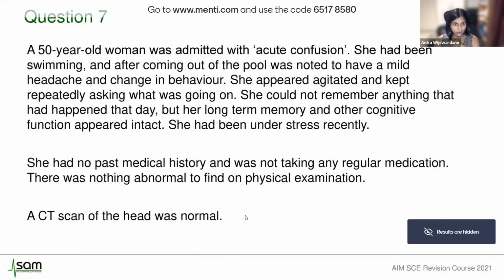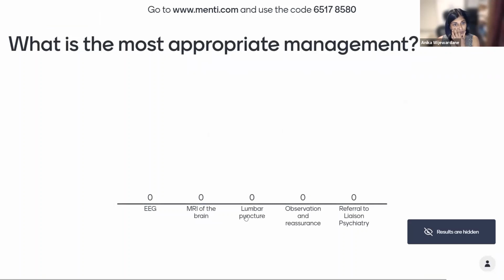Okay, I'll move on. So, they're asking about a 50-year-old lady. They've put acute confusion in inverted commas, and then actually describe what we actually found, and that she was quite repetitive. She had a period of amnesia. She'd had a potential trigger of stress, and everything else appeared normal. So what's the most appropriate management?